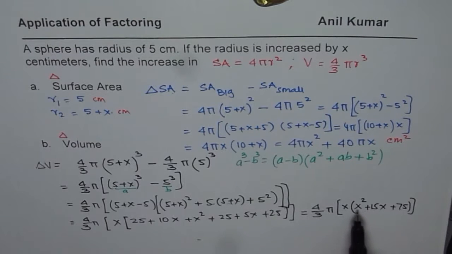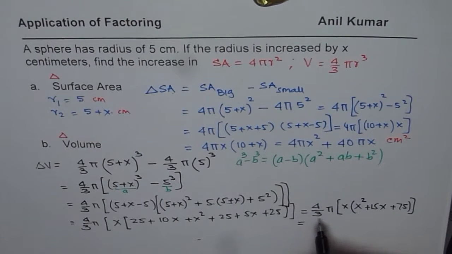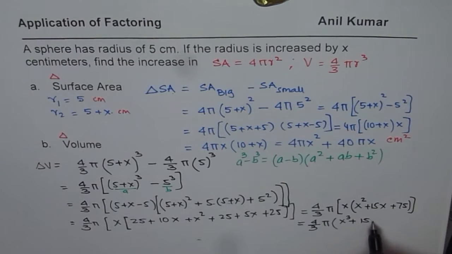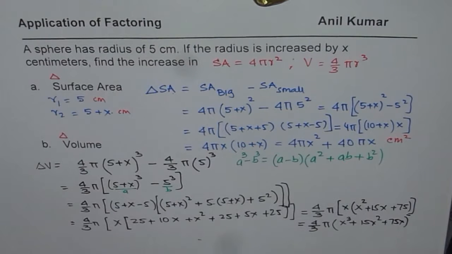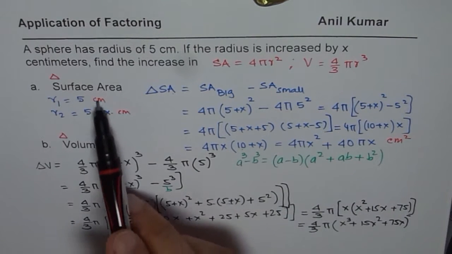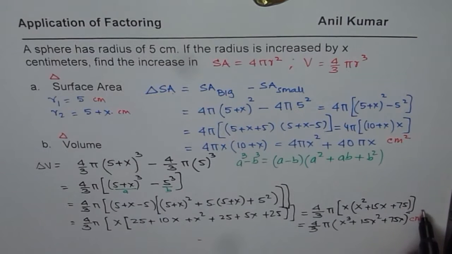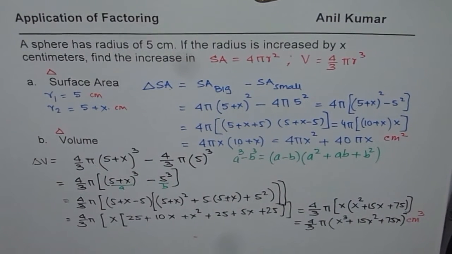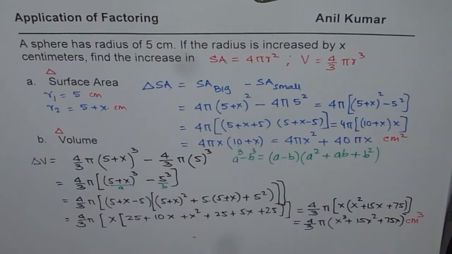So that gives you the final result, which you can write as 4 by 3 pi times x times (x square plus 15x plus 75). Multiplying by x, you get x cubed plus 15x square plus 75x, and the units will be centimeter cube, since this is centimeters. But that is how you can get the change in volume when the radius is increased by x for a sphere with radius of 5 centimeters.